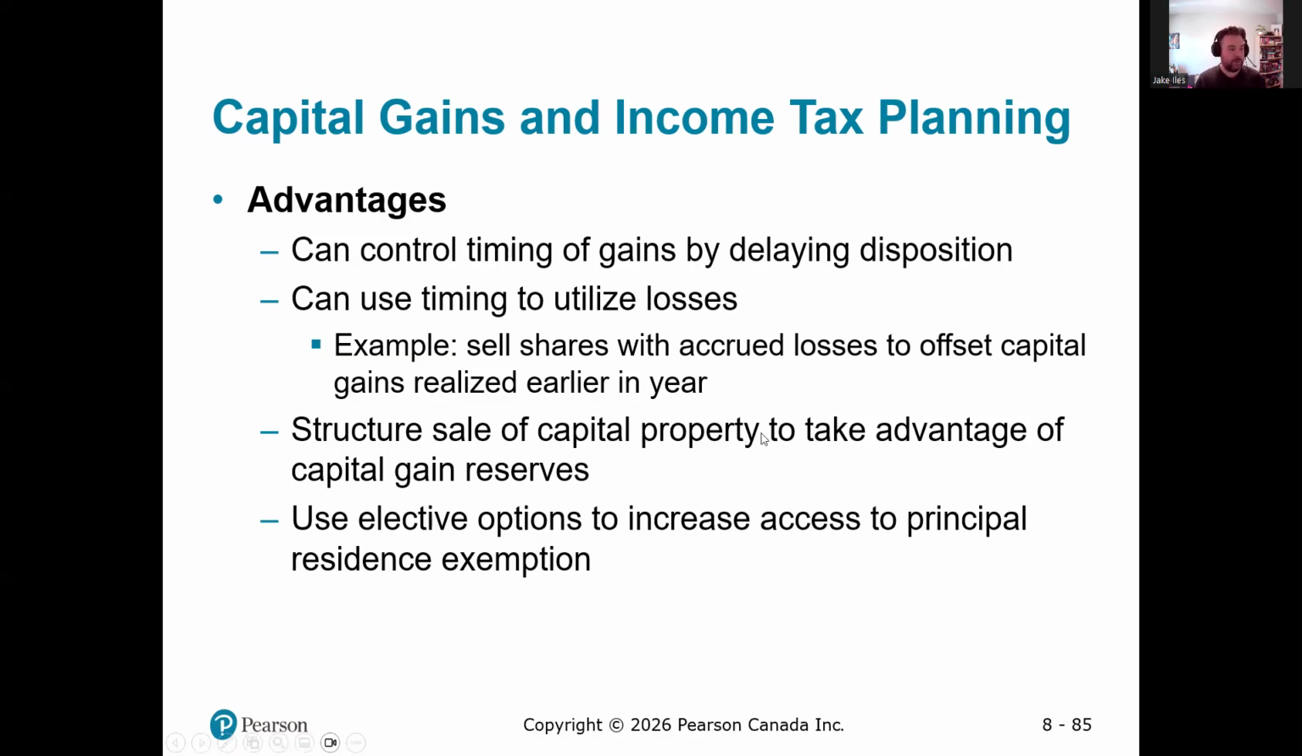So there's a significant amount of control related to timing of gains, utilizing losses against capital gains, and I can structure sale of capital property to take advantage of capital gains reserves. If I'm buying or selling a business, or I'm buying or selling a large property like a building, then I know I can take a certain amount of reserve, that 20% each year, and that can help me formulate the payment structure. And I can use elective options to increase access to principal residence exemption. I know principal residence gets that +1 year, so I can use that to my advantage to duplicate that +1 as many times as I can to protect the most possible number of years.